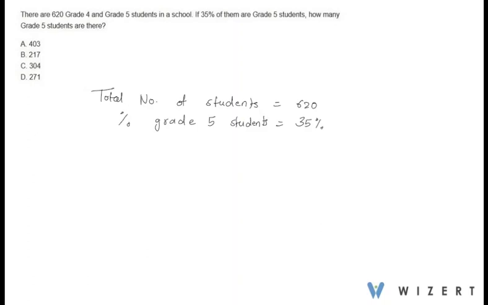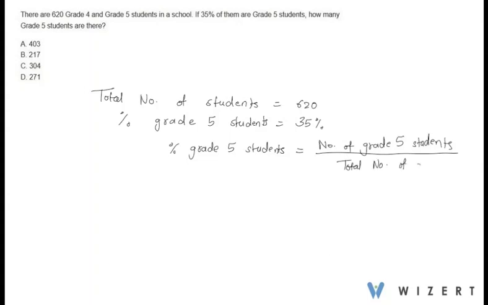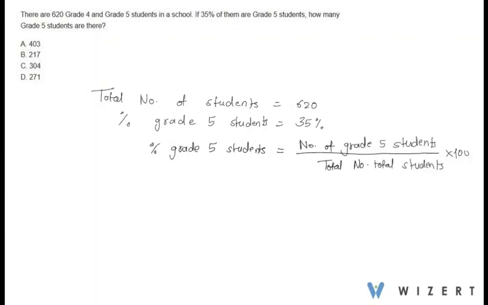So we can write, percent of grade 5 students is equal to the number of grade 5 students divided by the total number of students multiplied by 100.